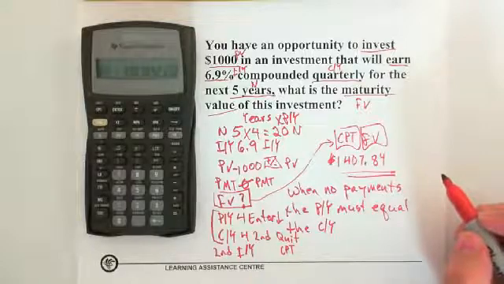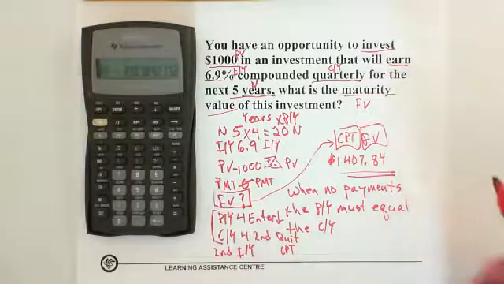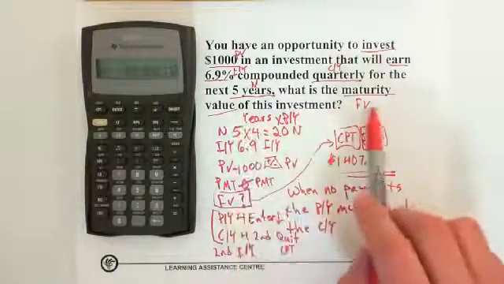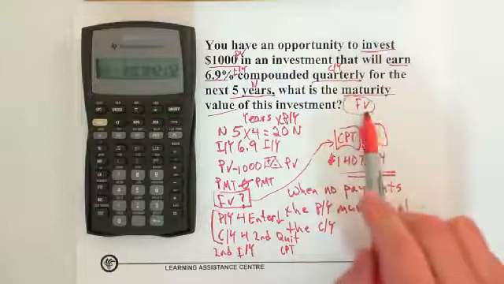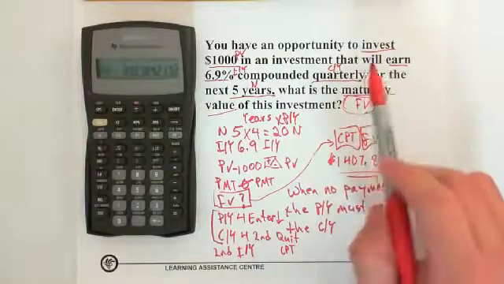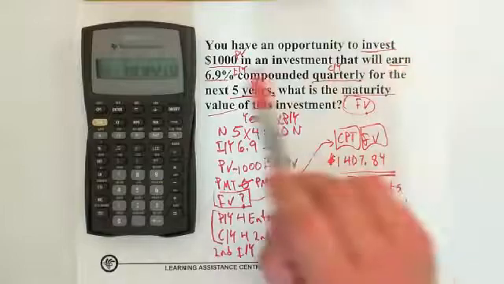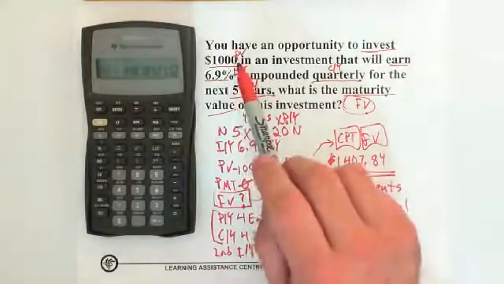Okay, so that's changing present value to future value. We knew that because the question said, what is the maturity value? Maturity value is future value. So then from the top, when it talked about the investment of $1,000, that's our present value.